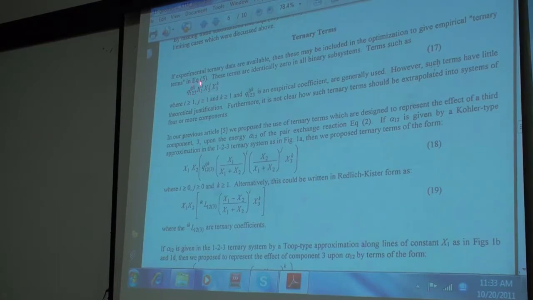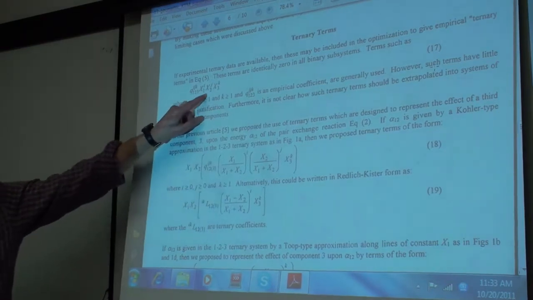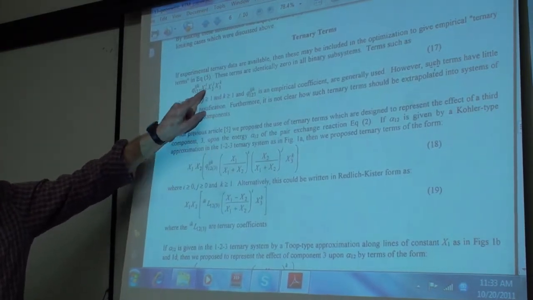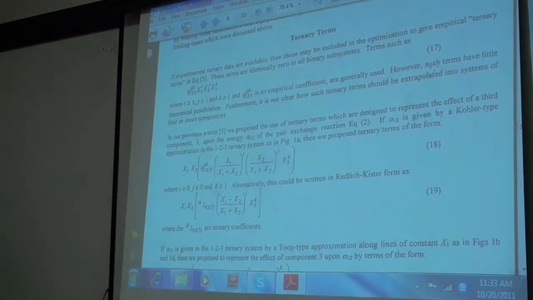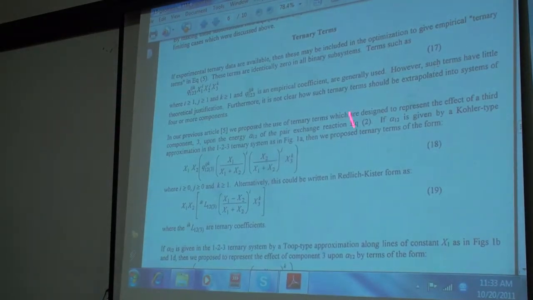Q_123^(ijk), X1 to the i, just a simple polynomial term as a product of X1 to the i, X2 to the j, and X3 to the k, where all three powers are greater than or equal to 1. These are then clearly zero in every binary system, as long as the powers are positive. In the binary system 2-3, X1 is 0, so this term is 0 in the binaries. So if i, j, and k are all greater than or equal to 1, then these terms are 0 in every binary system, and that's a ternary term. And this is generally what people are using.